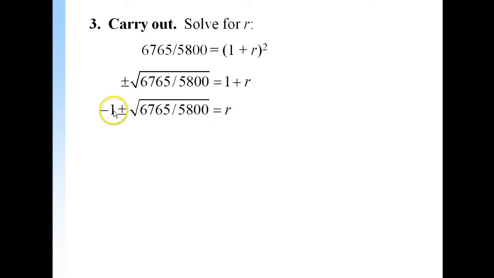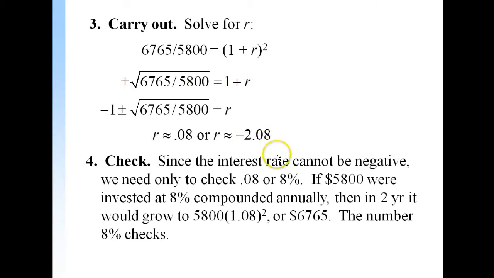Now, since we have made money, we reject the negative of this radical, and we get then that R is approximately 8%. And we reject this one. This is the negative. We're rejecting that. Since the interest rate cannot be negative, we only use the 8%. And it checks.